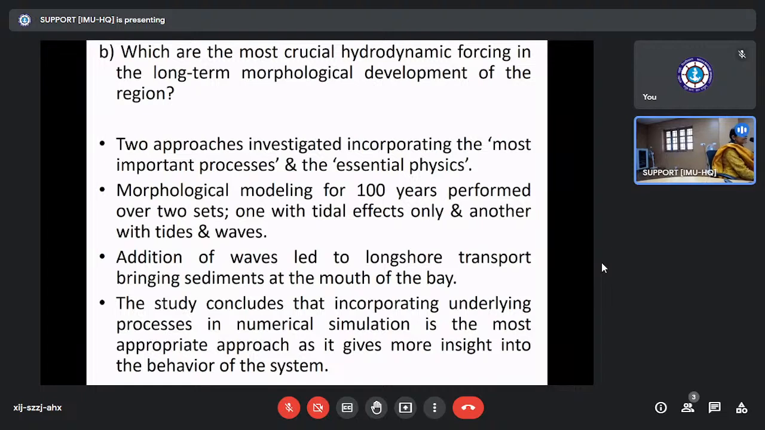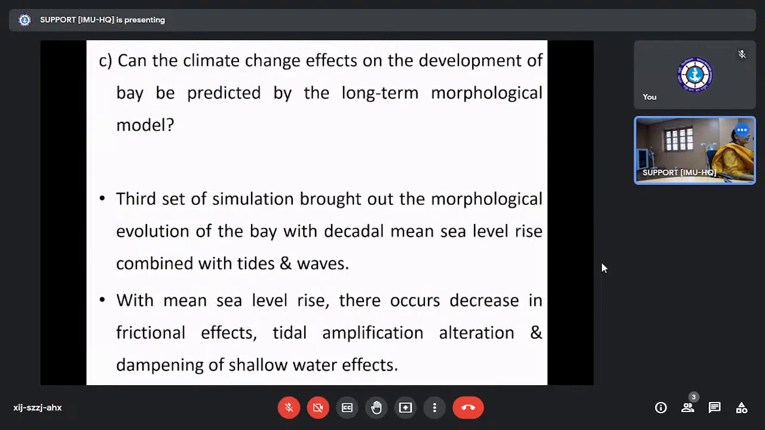And the study concludes that incorporating underlying processes in numerical simulation is the most important and most appropriate approach, as it gives insight to the perfect behavior of the system. Then third question, can climate change effects be predicted on the morphological development of any region? Yes. The third set of simulation has incorporated the decadal mean sea level rise, and it has shown how change in sea level has changed the bathymetry level, suspended sediment concentration level, the depth level.